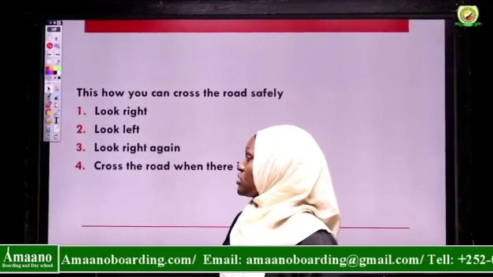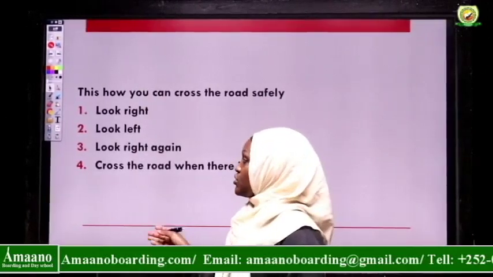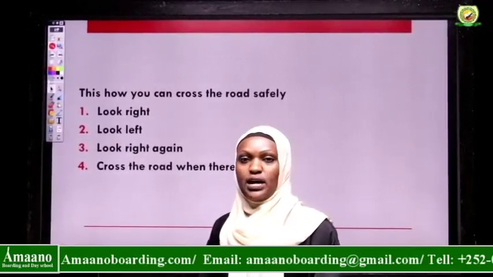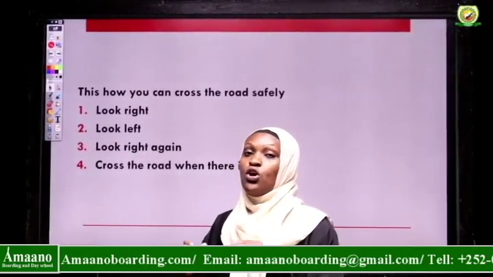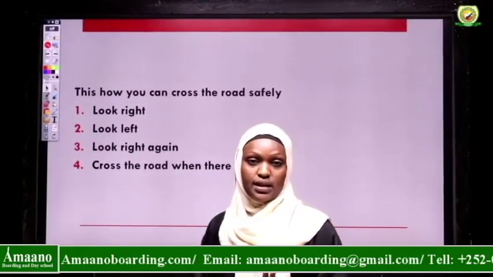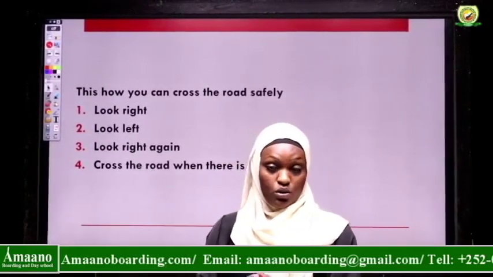When you want to cross the road, be careful as you cross. Don't just go when you see that the cars are passing and then you just cross. So you have to wait. Observe, and when the road is clear, then you cross the road.